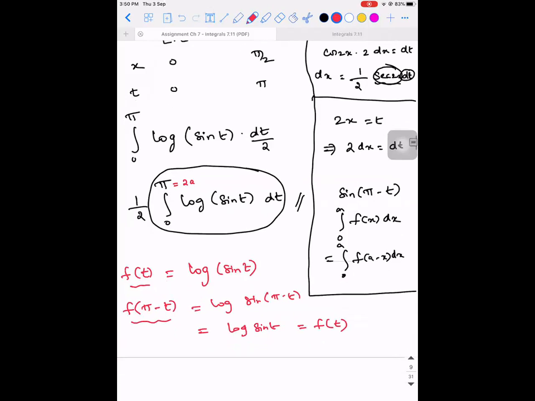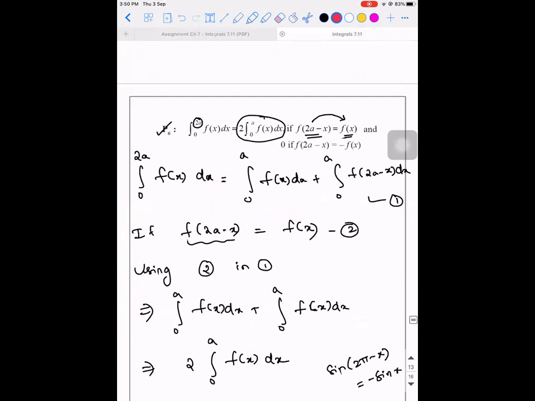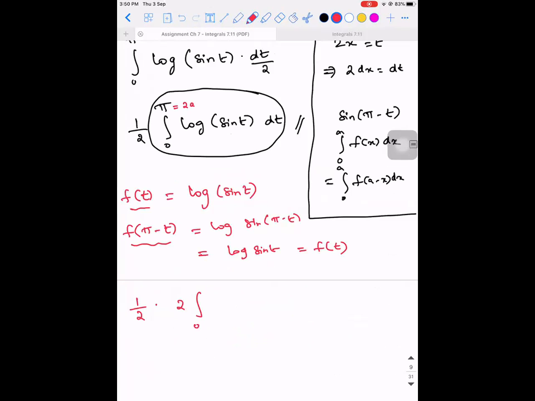Then what can we do? We can write it as 1 by 2 into 2 times integral of 0 to, what should I do to the upper limit? Pi by 2. So the property number is 6, saying that it is going to become half, 0 to pi by 2, f of a minus x, or I can say f of x itself, log sine t dt. This and this will get cancelled.